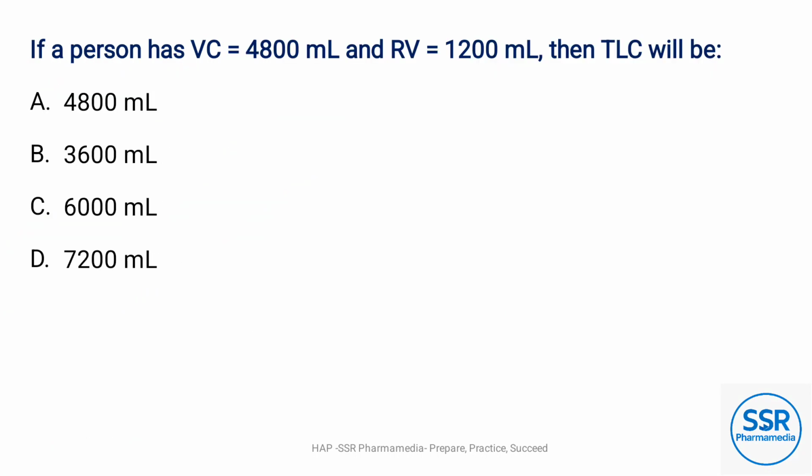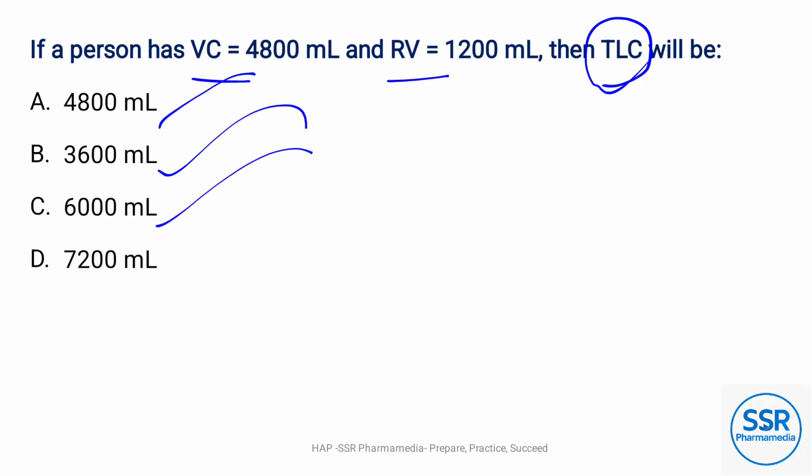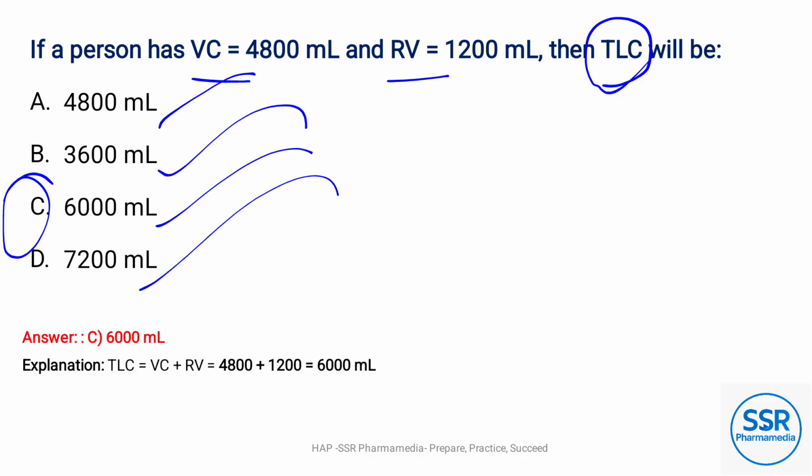Next, if a person has a vital capacity of 4800 ml and a residual volume of 1200 ml, what will the total lung capacity be? Option A, 4800 ml. Option B, 3600 ml. Option C, 6000 ml. Option D, 7200 ml. So the answer is option C, 6000 ml. The formula is TLC, total lung capacity, equals vital capacity plus residual volume. So 4800 plus 1200 is 6000 ml, which is 6 liters.